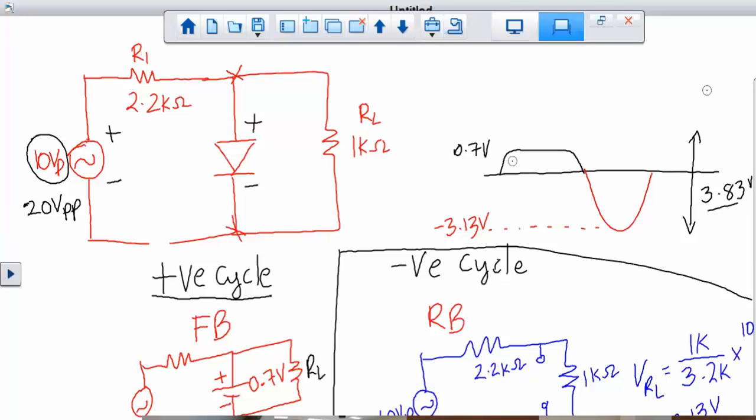That's 0.7 on the top, 3.13 on the bottom. You add them together. So when you add those two, don't take that negative into consideration. You just add those two. It should be around 3.83 volts, when you're doing your math in the reverse cycle.